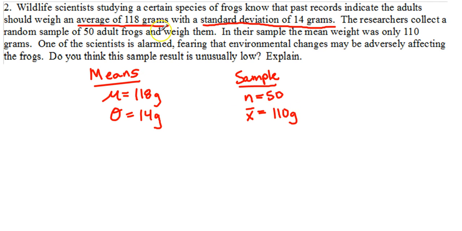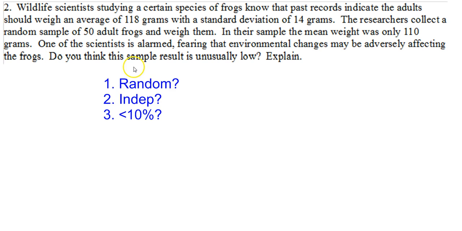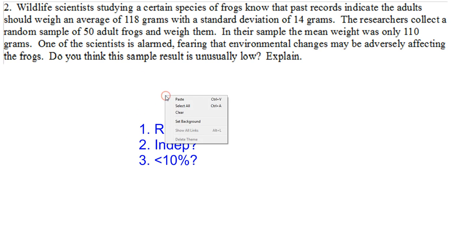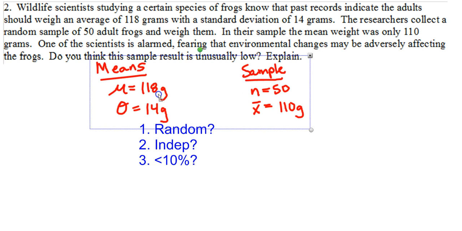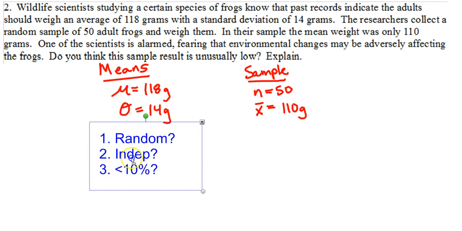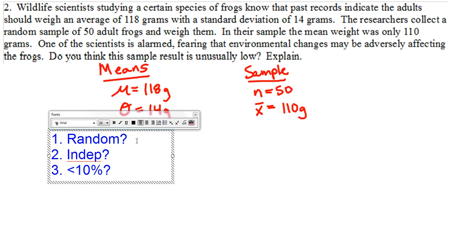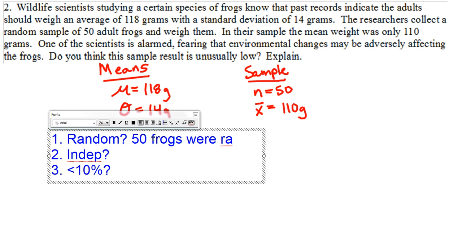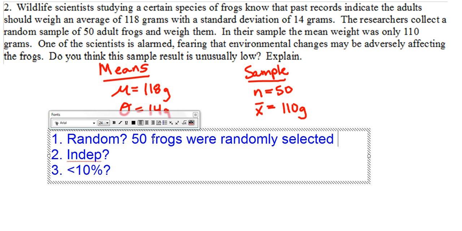All right. The first thing we need to do when analyzing this is check the conditions, because before we can do any calculations, we need to check them. Here are your 3 conditions. The first condition is: were these frogs randomly selected for our sample? It says right up here that it's a random sample of 50 adult frogs, so we just make note of that. 50 frogs were randomly selected to be in the sample.